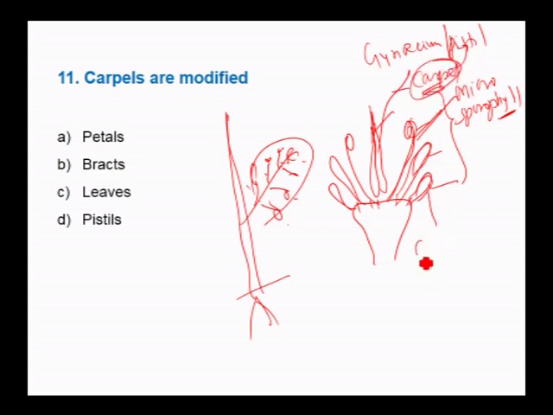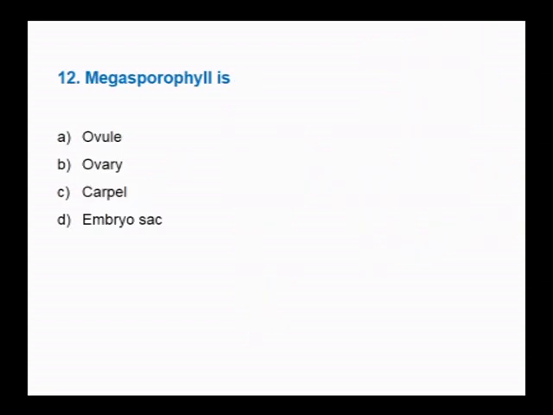See, the outermost whorl is calyx, the units are sepals. Second whorl is corolla, the units are petals. These two together can be called perianth. In a homochlamydeous flower, you cannot differentiate them, where the units of perianth are called tepals. Whereas carpel is meant for production of megaspore, therefore it is also called megasporophyll. Carpels are modified leaves. The answer is leaves. Next question. Megasporophyll is, I already explained in the previous slide.